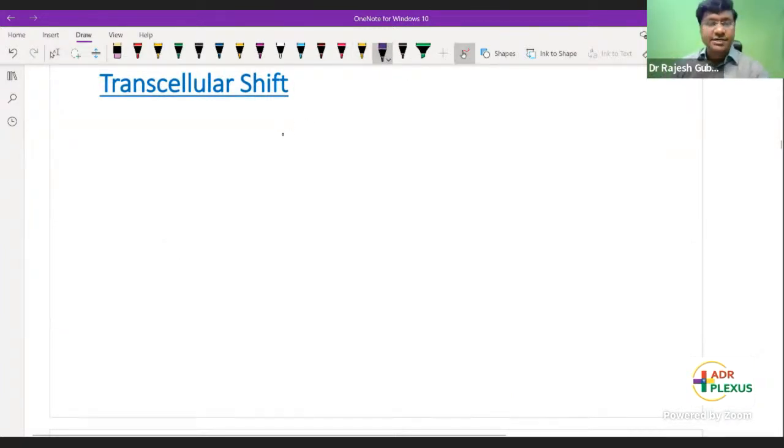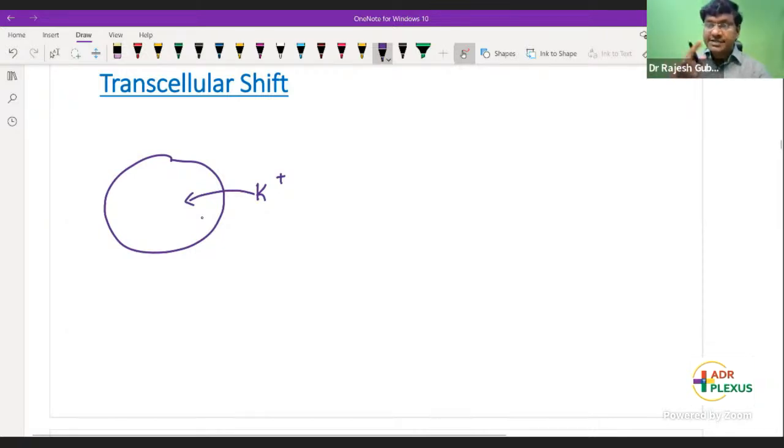If you take this transcellular shift here, the potassium from extracellular compartment will enter into the intracellular compartment. That is what is your transcellular shift. Whereas in hyperkalemia, what was happening? It is the intracellular potassium was getting shifted to the extracellular compartment. Okay, right.